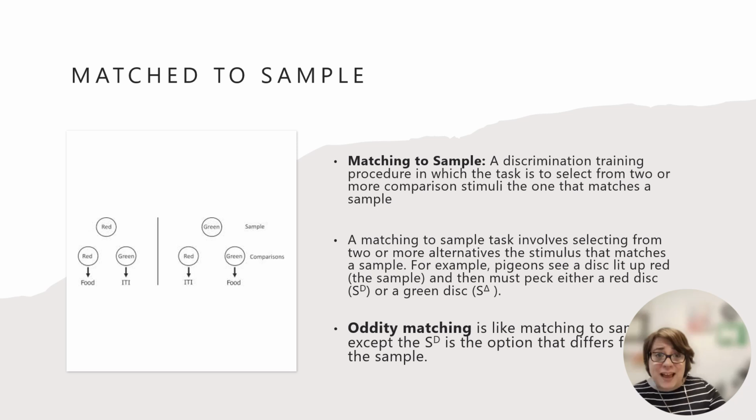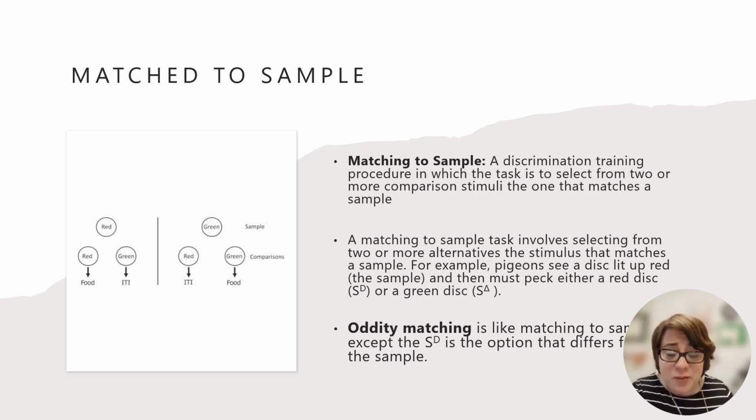A more complex match to sample task does exist though. For example, a researcher may require a bird to peck a disc that differs from the sample, which is a variation of the match to sample task called oddity matching or mismatching. Increasing the number of variations in the sample and/or comparisons between the discs could also make the match to sample procedure more confusing or more difficult.